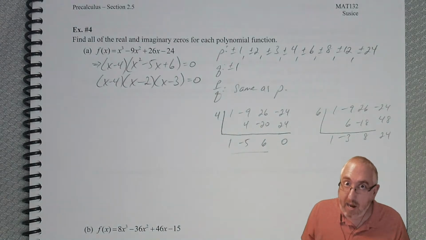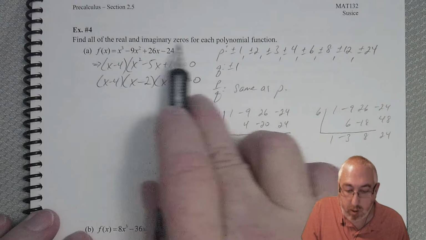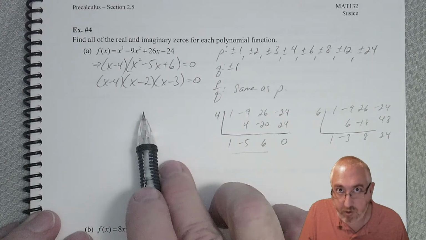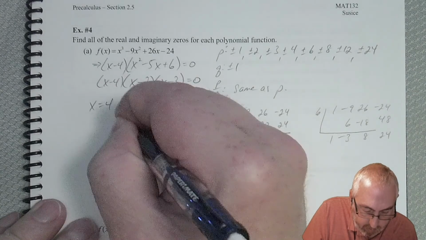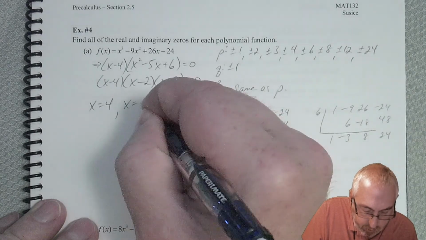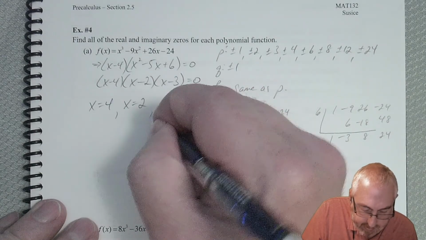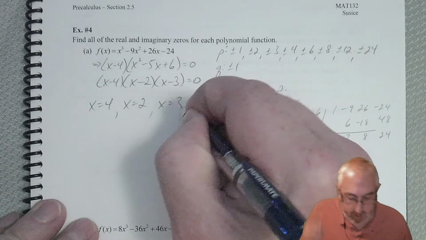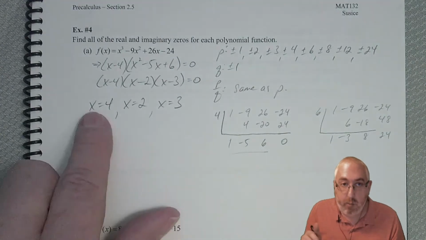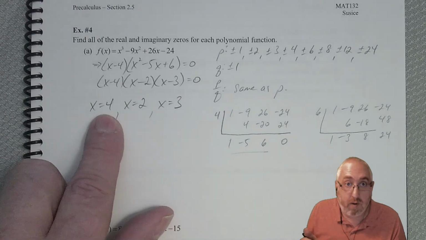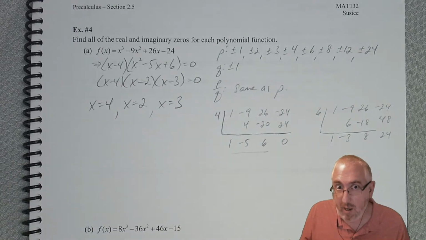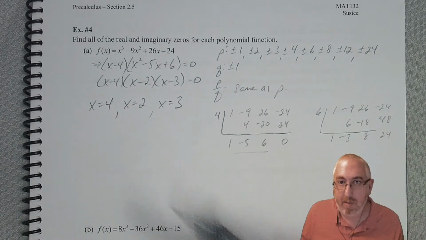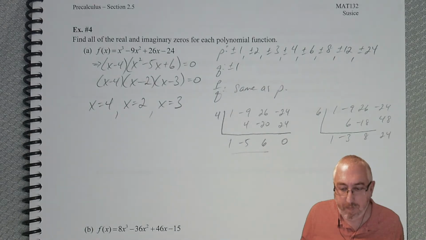But again, answer the question. The question wants the zeros, doesn't want the factorization. So go that last step and say, okay, well, x has to be 4, x has to be 2, and x has to be 3. So we got lucky and found 4 first, but if we had picked 2 or 3, one of those would have worked as well, and we would have been able to do the same kind of method to break this down.